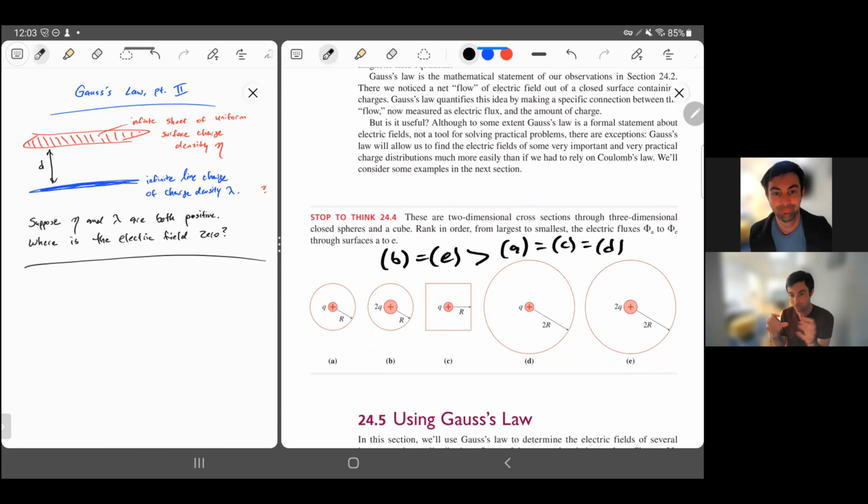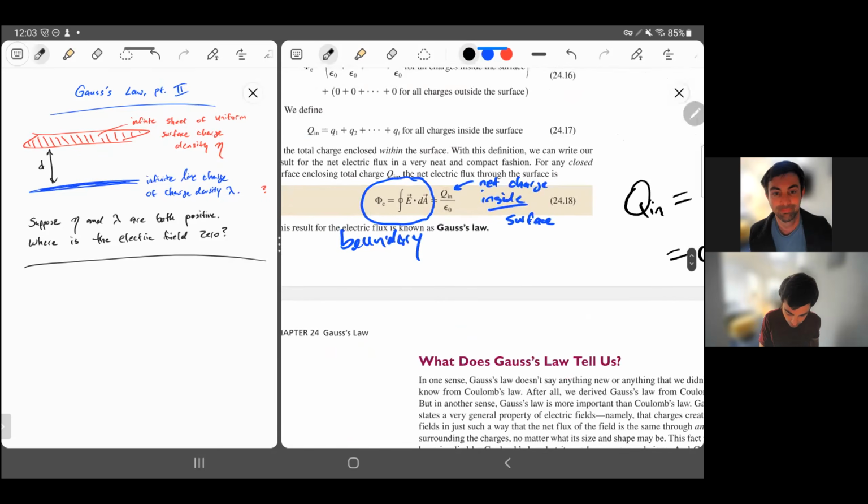Keep in mind, this has nothing to do with the size of that closed surface. The fact that B and E have closed spherical shells that have different radii is irrelevant, because the only charge that's inside both of these is the same. So in other words, the right-hand side is saying that these two are the same thing. So the flux is the same for these two.